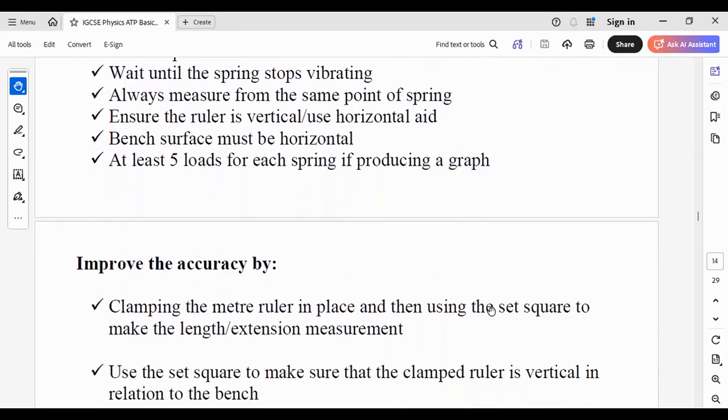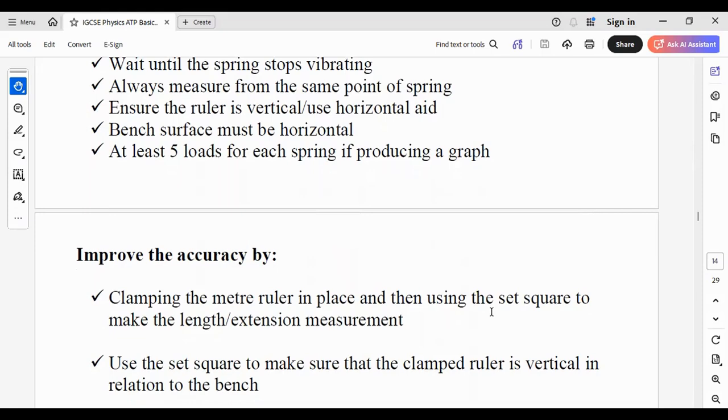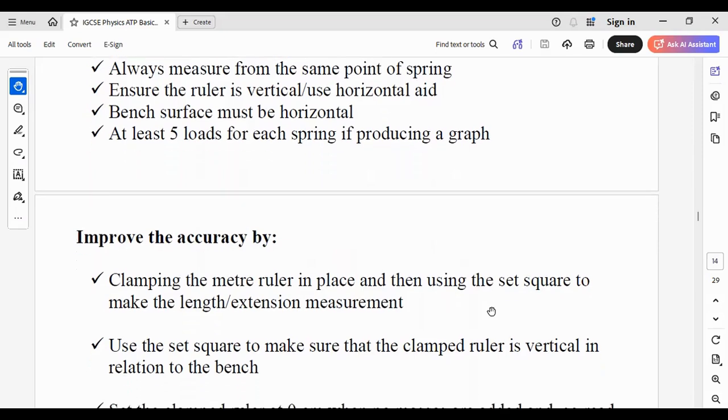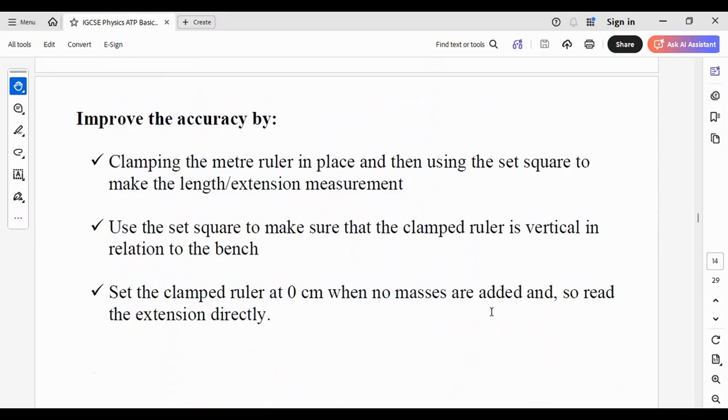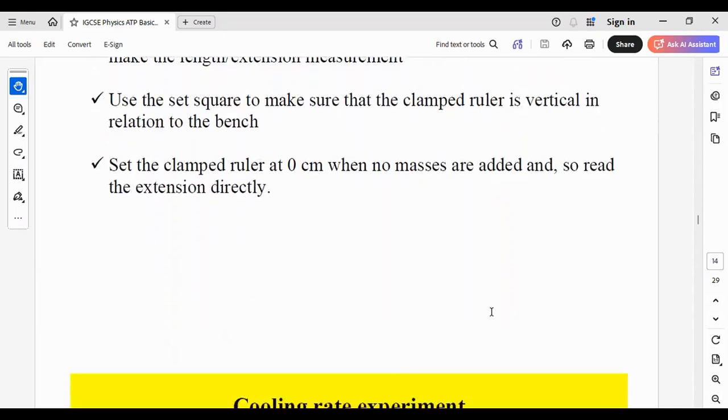And how can you improve the accuracy? By clamping the meter rule in place and then using the set square to make the length or extension measurement. It should be straight. It should not be moving. And use the set square to make sure the clamped ruler is vertical in relation to the bench. Here you're using the set square again and again. Set the clamped ruler at 0 centimeter when no masses are added, so you read the extension directly. So instead of starting from 7 or 8, what's the actual length? You should place it at 0, move the ruler down so that the pointer is at 0 centimeter, and then start taking the reading. The extension will be directly starting from 0.